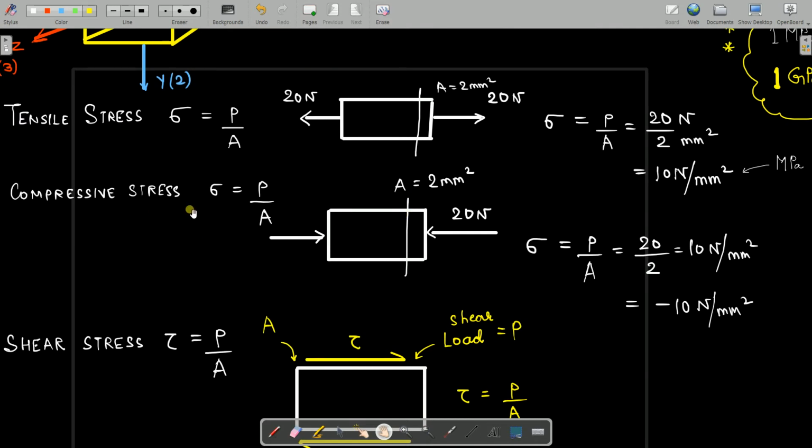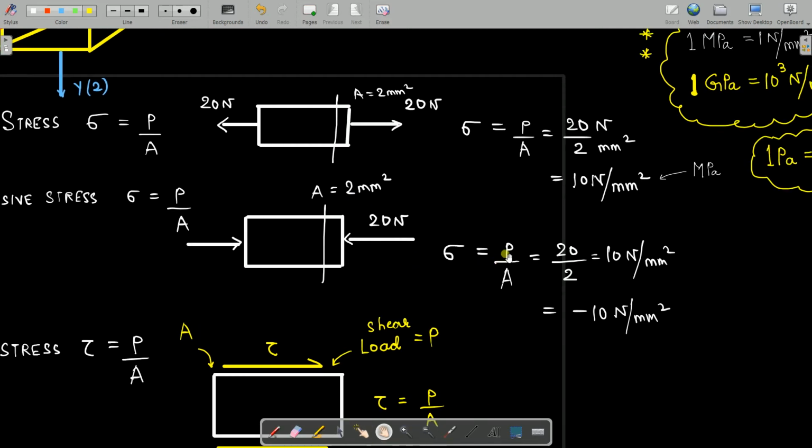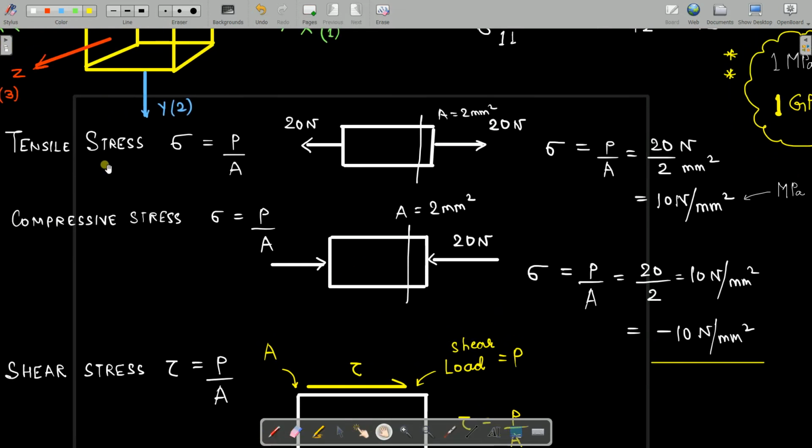And compressive stress, see, we have a block and there is some compressive load acting, of magnitude 20 Newton. The cross-sectional area is 2 mm square. So here you can write sigma is equal to P by A, which is 20 by 2, which is 10 Newton per mm square. I have given a negative sign intentionally because this represents compressive stress. Okay, so the sign convention for tensile is clear, and the sign convention for compressive is also clear. Tensile means positive, compressive means negative. So they have got a separate sign convention.